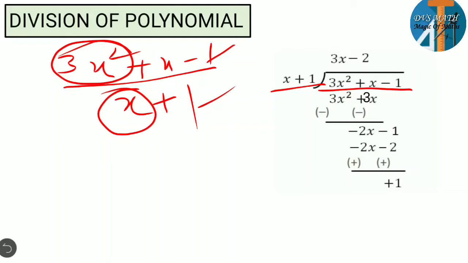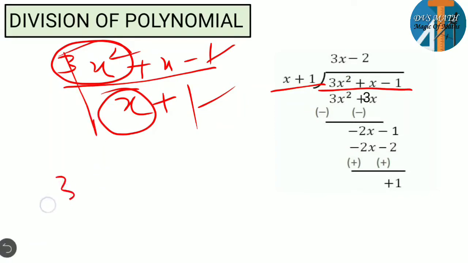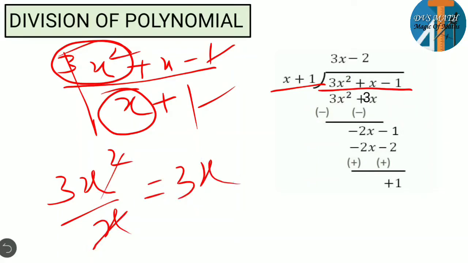What do we have to multiply to obtain 3x square? Observe here the total is 3x square, and you have only x. To obtain 3x square, how much do you have to multiply with? 3 is there, so 3, and 1x is there, you have to get another x. So you have to multiply with 3x. So 3x into x is 3x square. Either you can just divide the first terms, 3x square by x. The x cancels, and what is remaining is 3x. That means you have to multiply x by 3x to get 3x square.